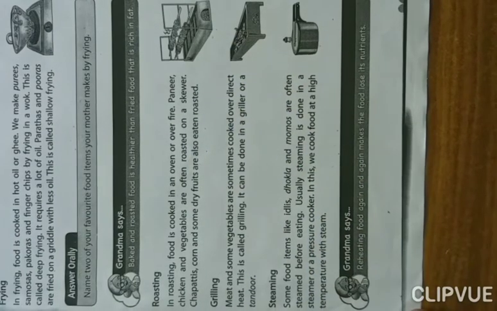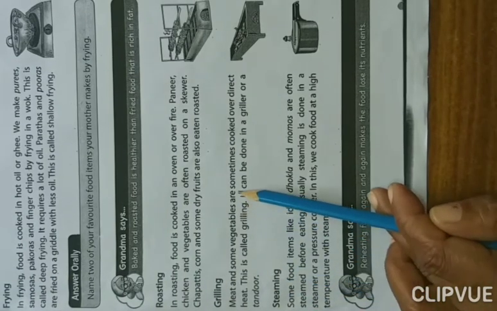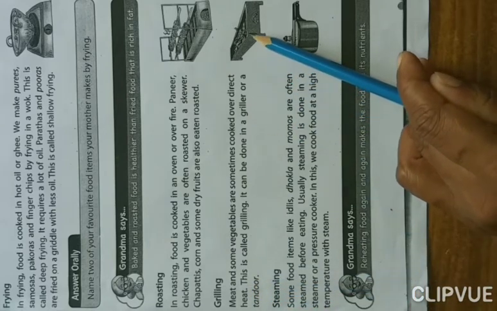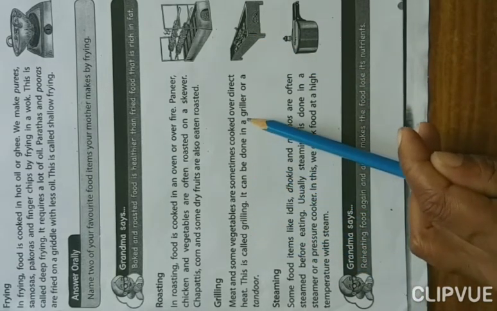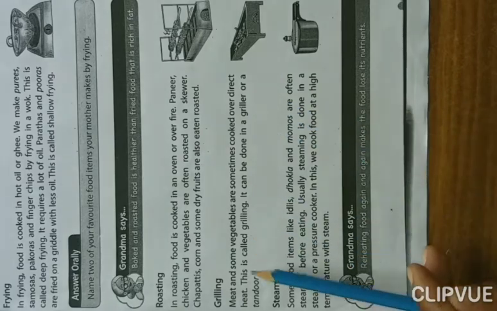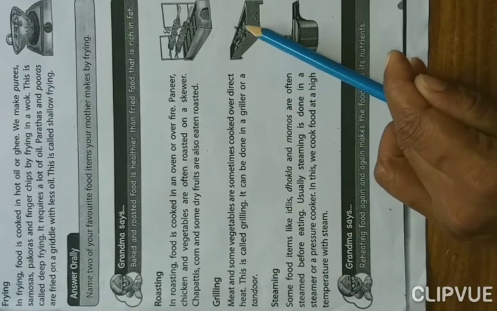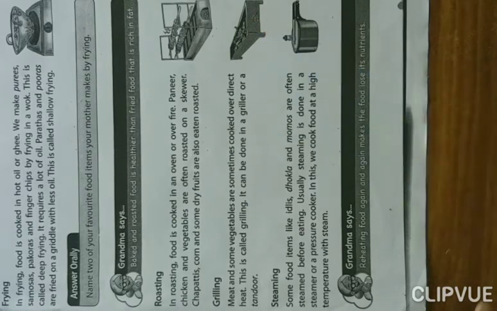Now grilling. Meat and some vegetables are cooked over direct heat. Look at this picture. When we cook by heating directly, that is called grilling. It can be done in a griller or a tandoor. This is a tandoor, and this is also a griller. They are heated directly and they make the food.